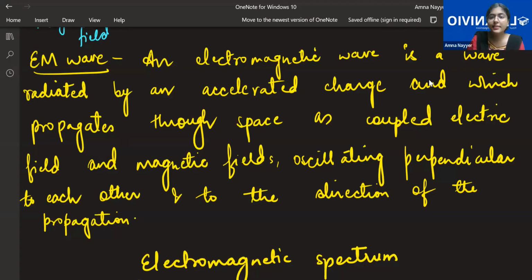So see, this says an electromagnetic wave is a wave radiated by accelerated charges, and which propagates through space as coupled electric field and magnetic field. Both of them are there, oscillating perpendicular to each other as well as perpendicular to the direction of propagation. Okay? So tell me, everything is clear till here?